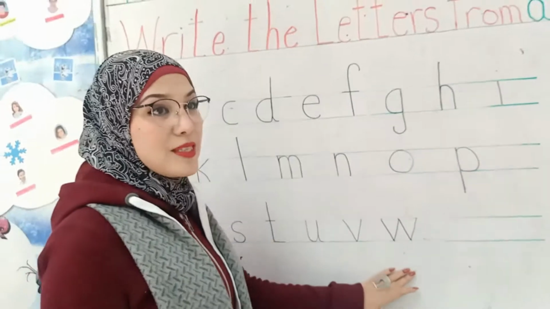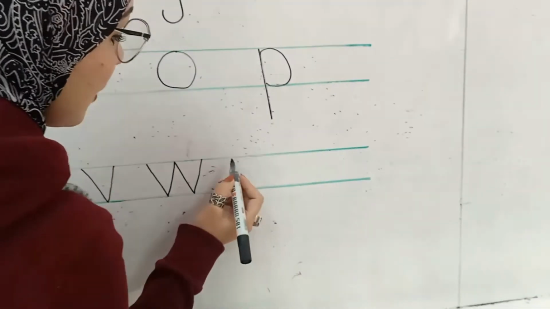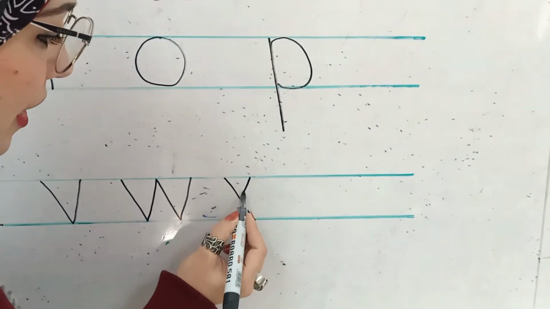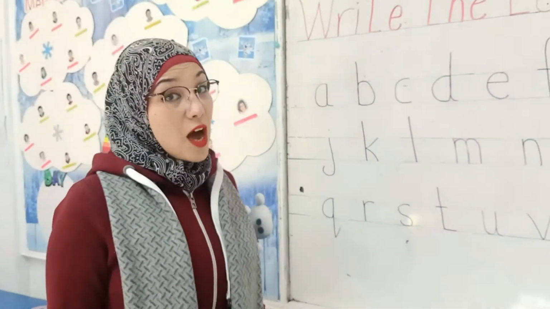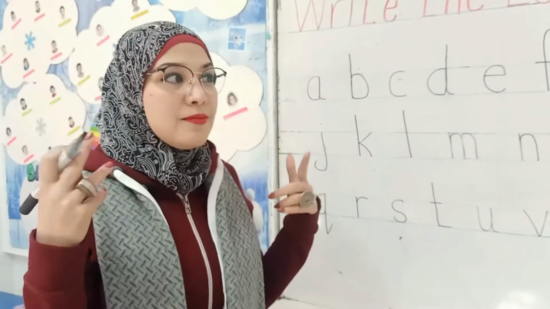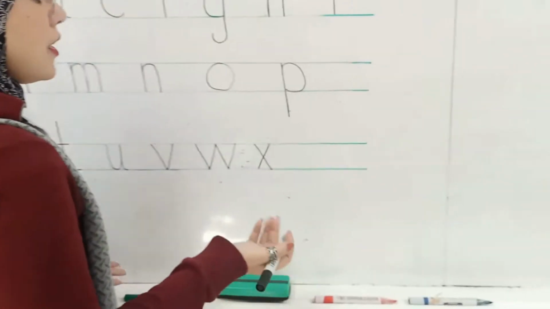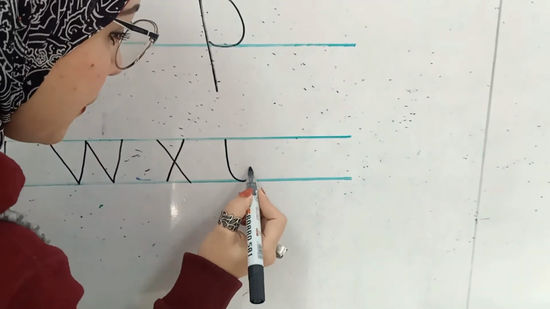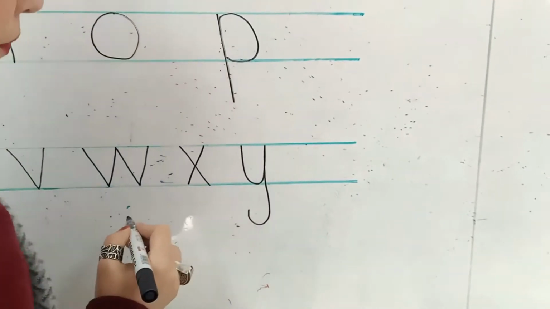After W comes X. X. How do I write letter X? Starting point, down in a slash and down in a slash. Super KG1. After X comes Y. Super Y. How do I write letter Y? Starting point, a cup and down in an umbrella stick.